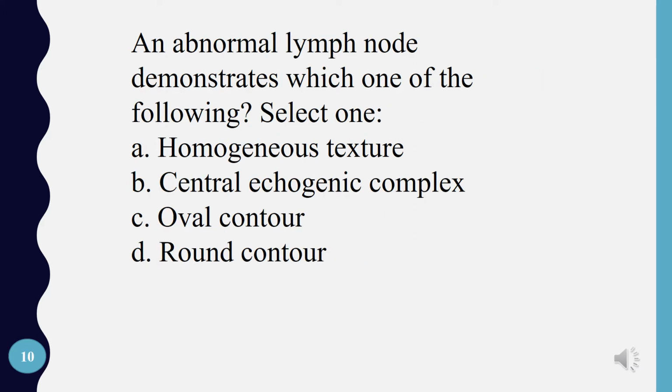An abnormal lymph node demonstrates which one of the following? A. Homogeneous texture. B. Central echogenic complex. C. Oval contour. D. Round contour. The answer is D. Round contour.